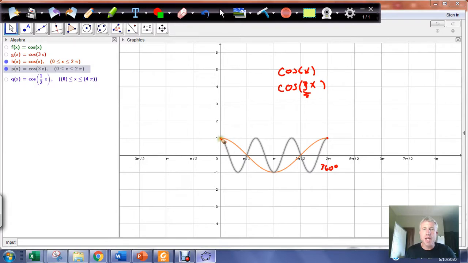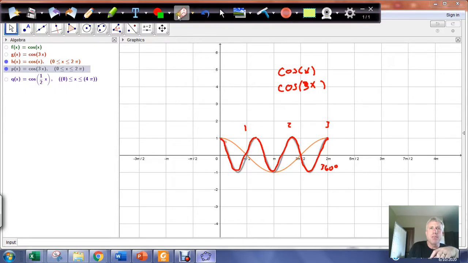It starts at its high point and winds up back at its high point once. Starts at the high point, winds up back at the high point twice, starts at the high point, winds up at the high point 3 times in the time it takes the Toolbox function to start at its high point and get back to its high point 1 time. The function cosine of 3x is 3 times faster than the Toolbox function cosine of x.